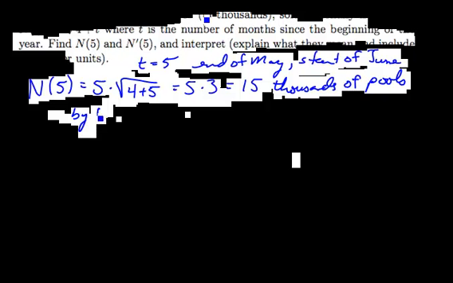So I have now a pretty good picture. By the end of the 5th month, we've sold 15,000 pools. Chances are throughout the month of June we'll sell more pools, so the total number of pools should be increasing. The question is how fast. The derivative will tell us that.